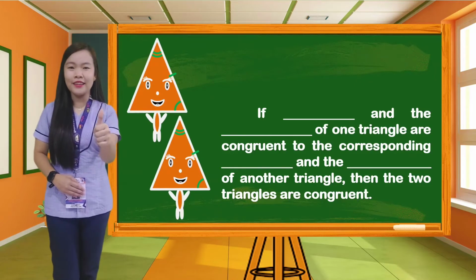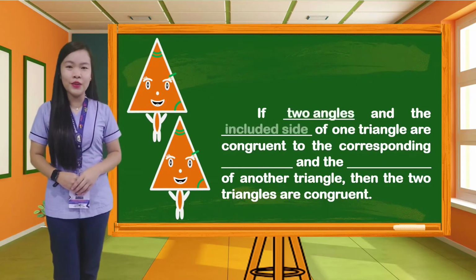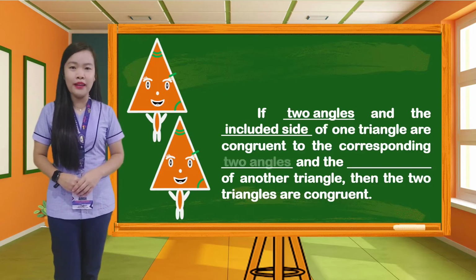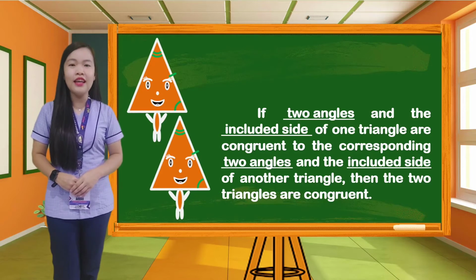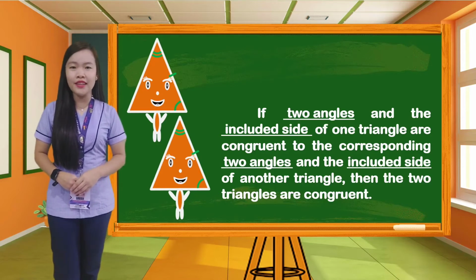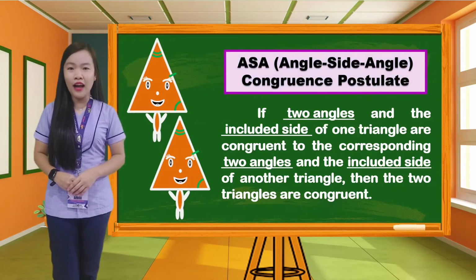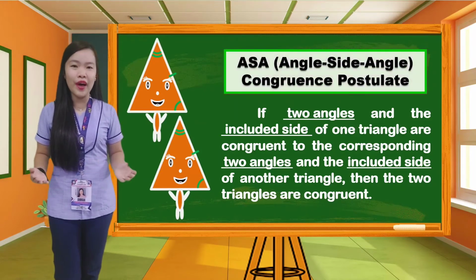You are right! If two angles and the included side of one triangle are congruent to the corresponding two angles and the included side of another triangle, then the two triangles are congruent. That is the ASA, or angle-side-angle congruence postulate.